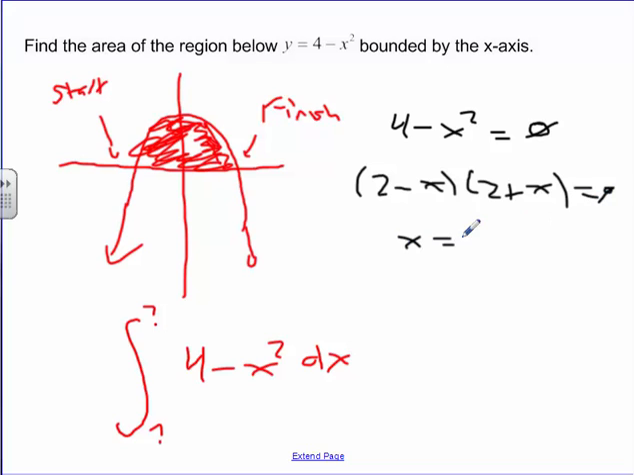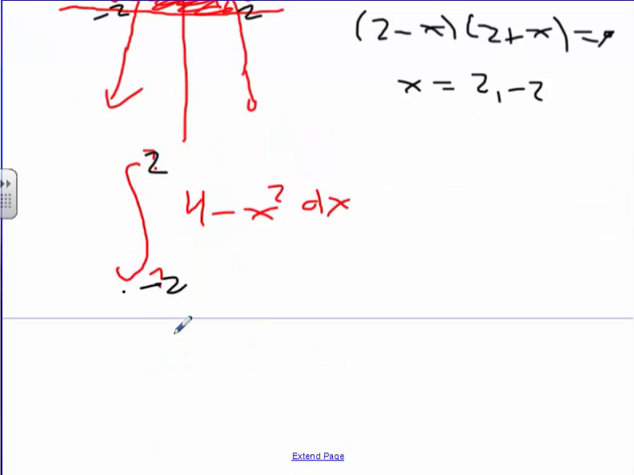Which means that x is going to be 2 and negative 2. And now I know where my start and finish values are. Hopefully you didn't need a whole lot of help with trying to figure that out. But I just want to point out here that I may not tell you where start and finish are. I might just expect that you can do that. So, based on that, the next thing we just need to do is antiderive.